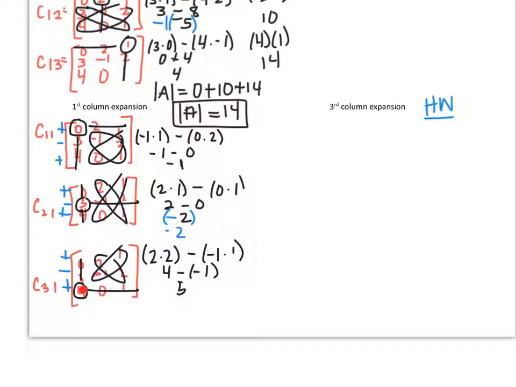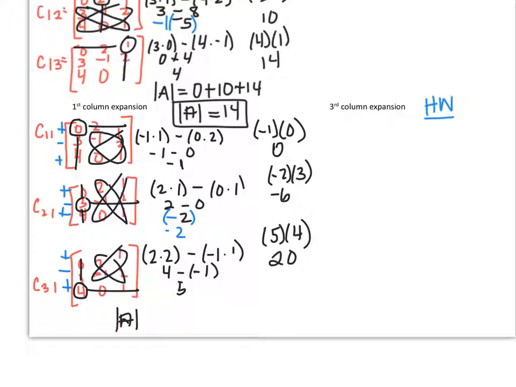And now we're going to multiply it by the respective elements. So we're going to take this negative 1 and multiply it by 0. Then negative 2 by 3. And then 5 by 4. And let's do some math. So when we multiply these we get 0, negative 6, and 20. And to find the determinant of matrix A, we're just going to add 0, negative 6, and 20. And when you add them together, you should get 14.